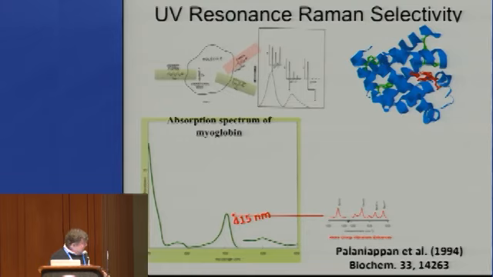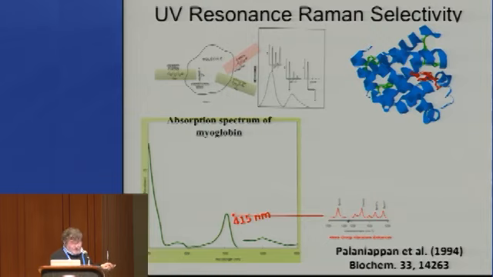So in the case of exciting in the Soret band, in the near UV at 415 nanometers, we get a resonance Raman spectra dominated by the heme in-plane ring modes. And we can interrogate those modes to look at the conformation of the heme in its pocket. We can excite in other charge transfer bands to see ligands bound to the heme.